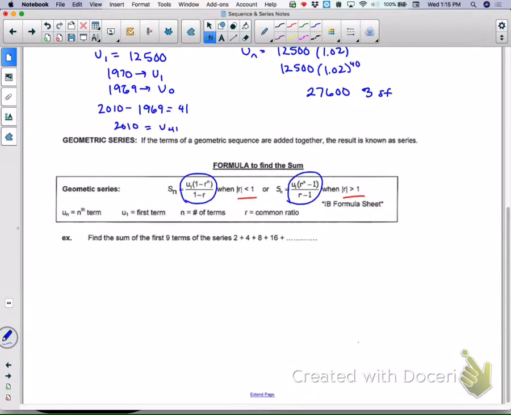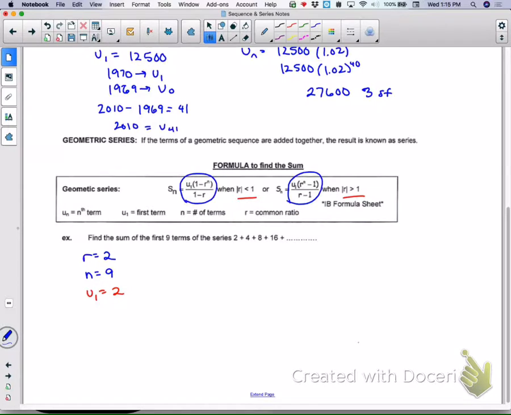And I have all that in this one. My r value is 2. I'm adding up 9 numbers, and my first term is 2. Now, I'm going to write this in a different color because I hate the fact that the r and the use of 1 are the same thing.